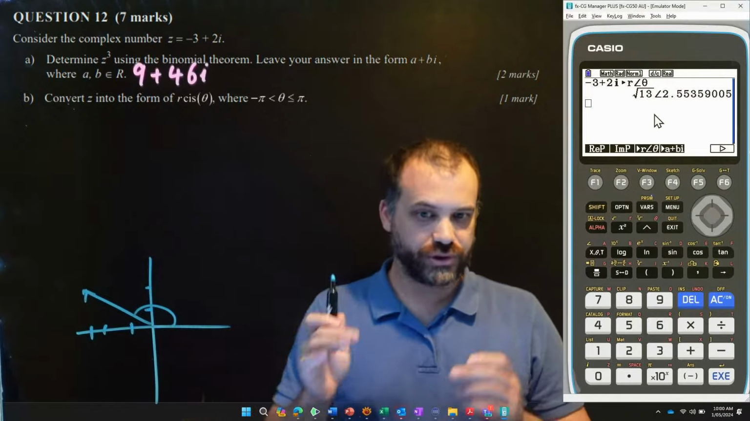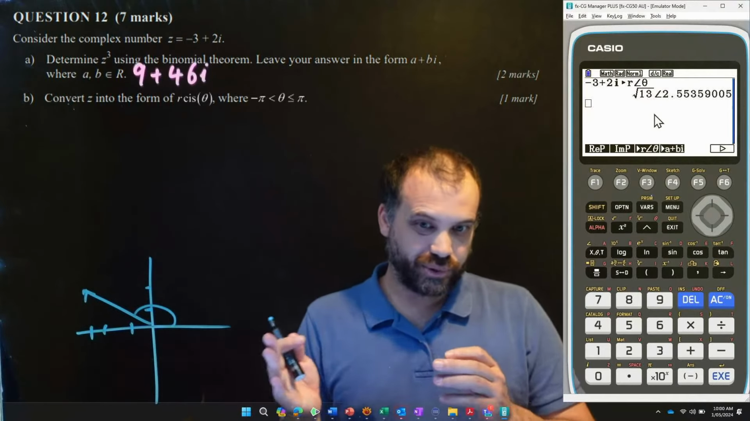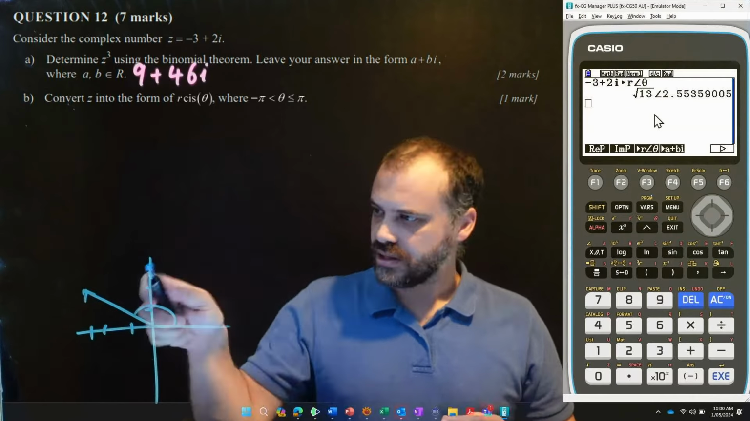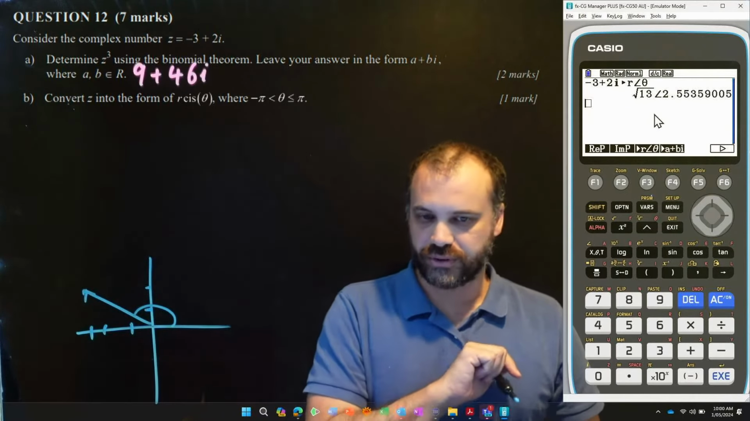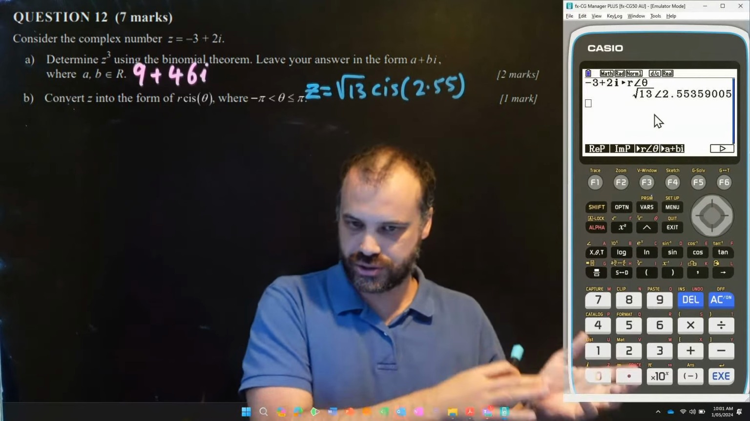In the second quadrant, certainly, because it's not less than 1.55, which is what this would be in radians. So yeah, I'm comfortable with this as an answer. Root 13, 2.55 radians. All right, simple as that. It's a complex number, root 13 cis 2.55.